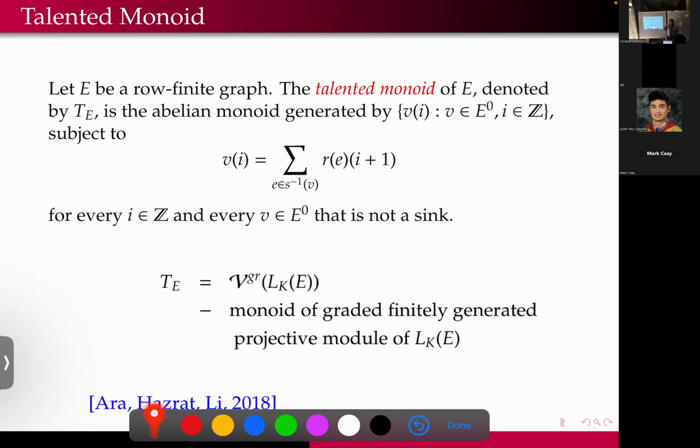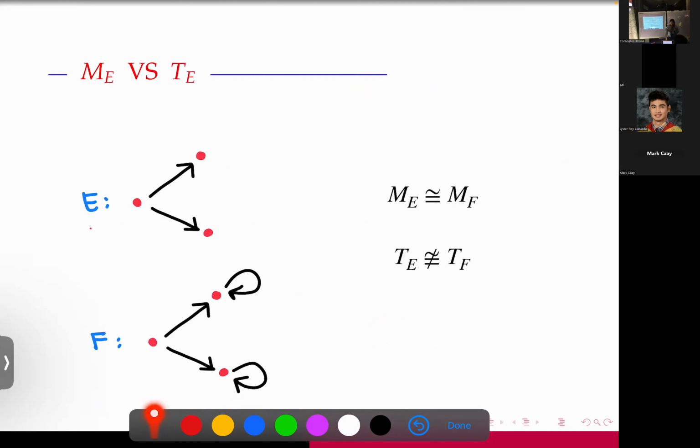Similarly, the talented monoid is also related to the Leavitt path algebra. In this case, if we collect all of the graded finitely generated projective modules over your Leavitt path algebra, so the only difference is that I'm looking at graded modules at this point. Earlier, it was just any modules. And similarly, your binary operation would be direct sum, and take that as a monoid if you take all of them. And it was shown in 2018 that this monoid is actually your talented monoid.